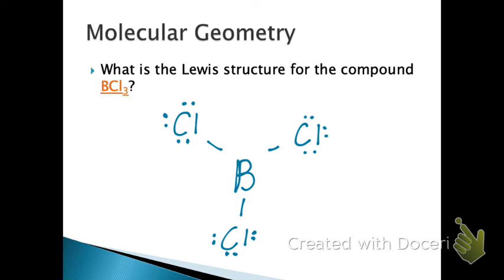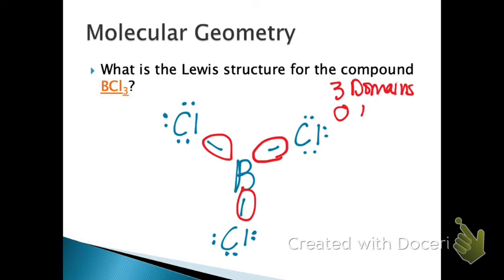Let's see, in this structure, on my central atom, how many total domains do I have? One, two, three. So I have three domains. And do I have any lone pairs on my central atom? No lone pairs. So I'm going to go to my table and say, I need three electron domains with no lone pairs. So what shape is it? Trigonal planar. But it makes a triangle that's all in the same plane.